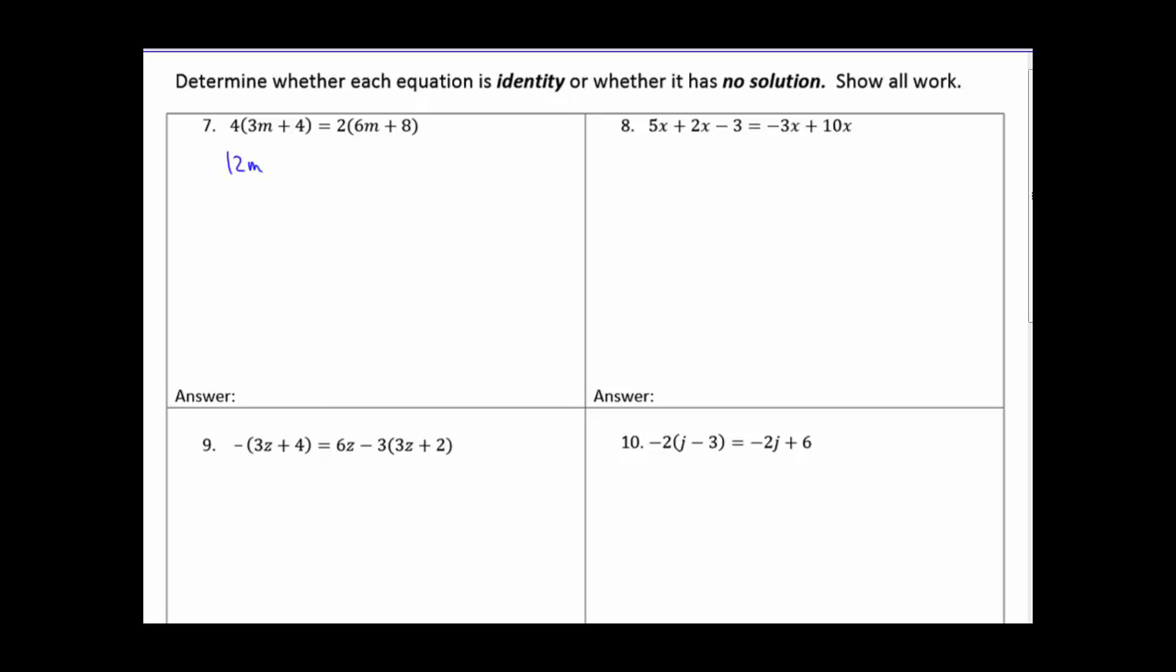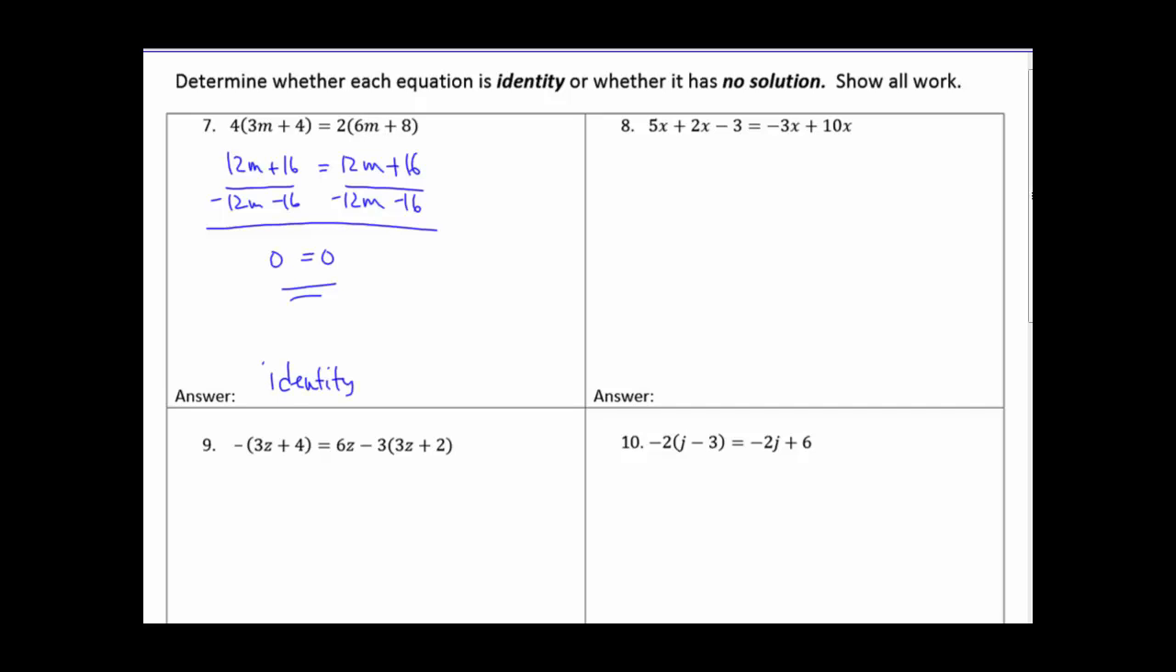We're going to get 12m plus 16, which is equal to 12m plus 16. If we notice, those expressions are both the same. 12m plus 16 is equal to 12m plus 16. So that right there is an identity. We get itself. If we actually carry this through and solve it, if I subtract 12m, and subtract 12m, and then subtract 16 the other way, and subtract 16 the other way, we end up getting 0 is equal to 0, which is also true. So this is an identity.